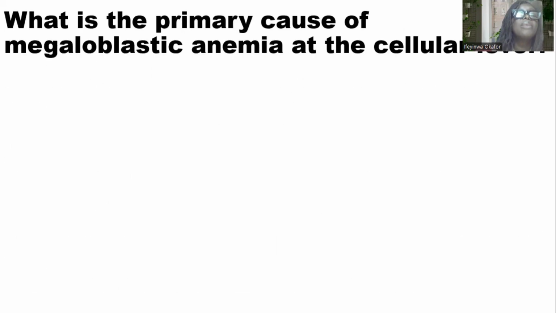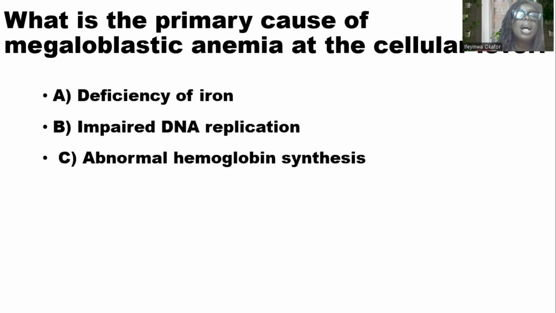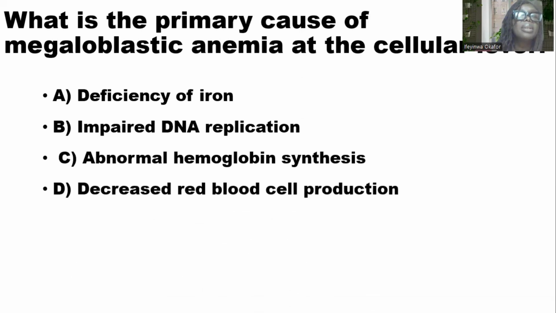What is the primary cause of megaloblastic anemia at the cellular level? We have deficiency of iron, impaired DNA replication, abnormal hemoglobin synthesis, decreased red blood cell production. Answer is B, impaired DNA replication.